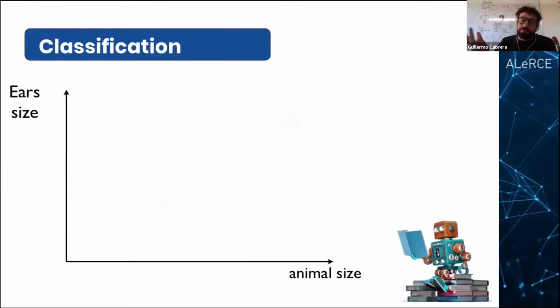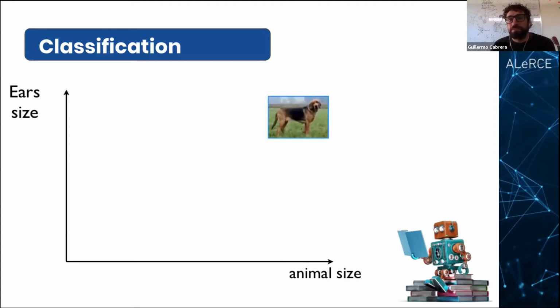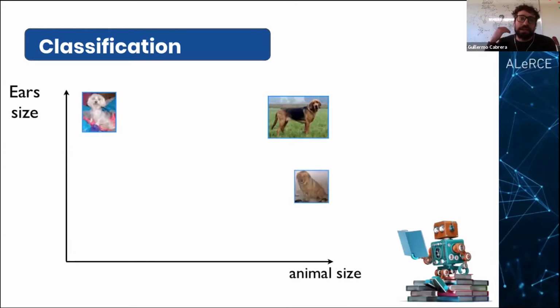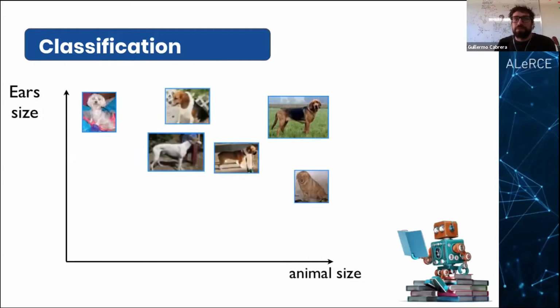A very simple example is, imagine I want to classify animals, right? On the x-axis here, I'm showing the animal size, and on the y-axis, I'm showing the ear size of the animal. I can get a dog that's pretty large and with big ears, okay? But I can also have a small dog with big ears, okay? And I can start filling this in with dogs, and then I can have a big dog with small ears, and I can fill this up with a lot of dogs.